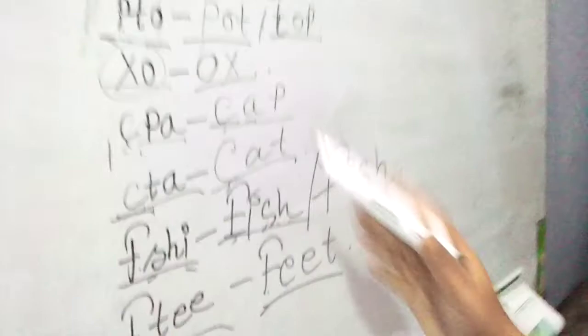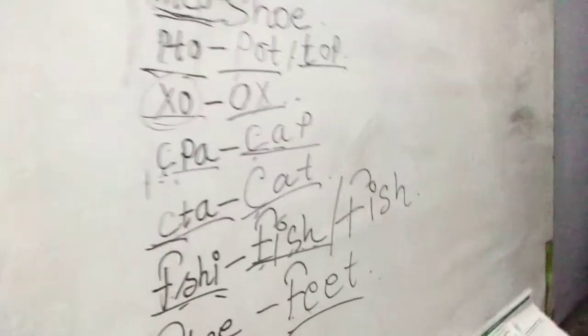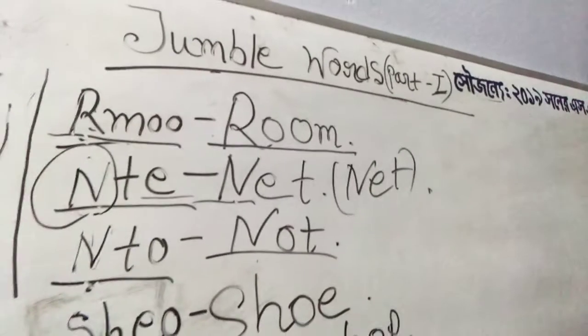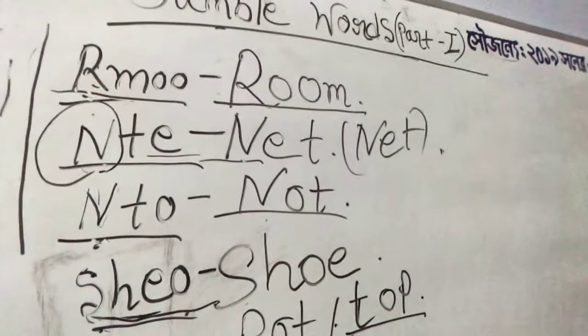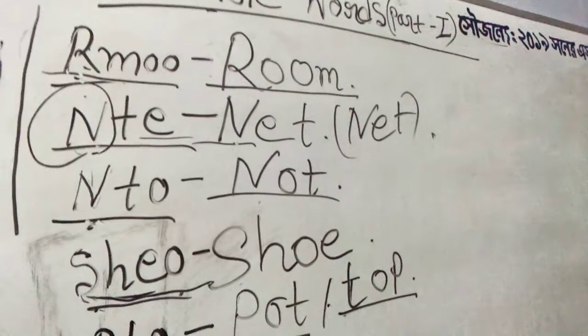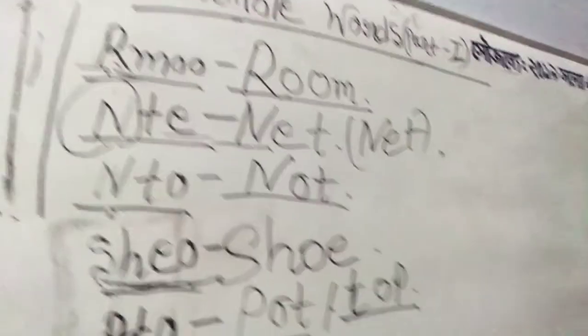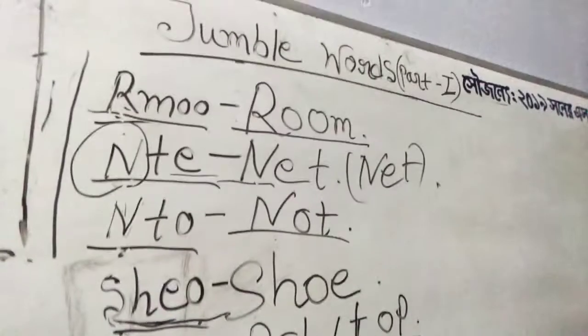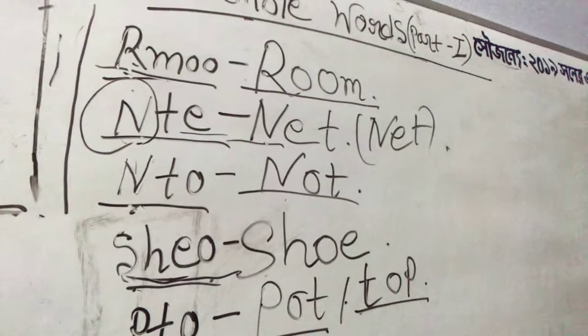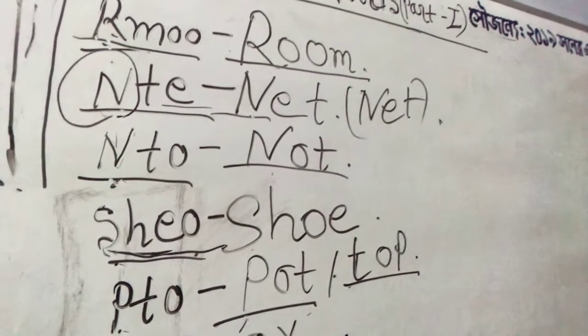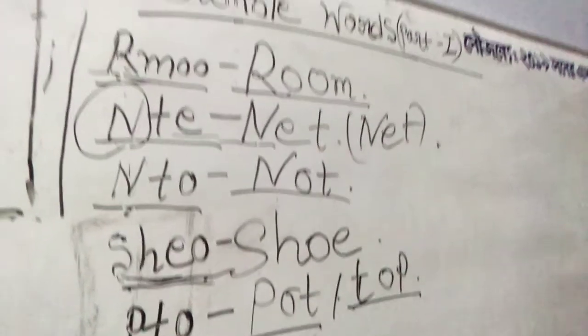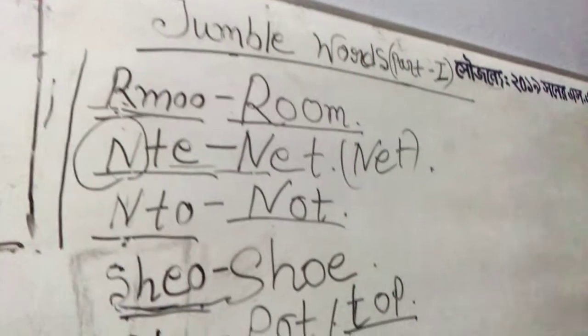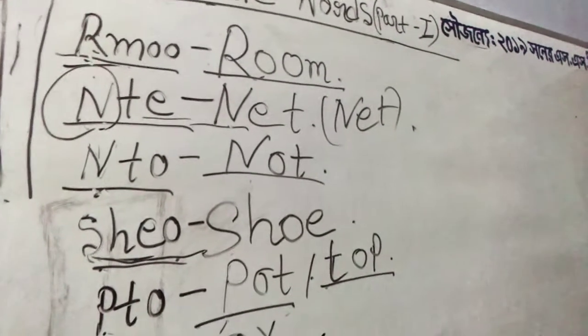That means the first letter won't be changed. In jumbled words, the first letter will stay in its place. You have to change the middle and the last letters. Okay, so that you can have it.